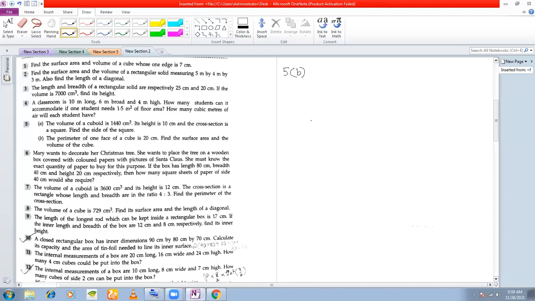Okay, so if you read question number 5b, the question states the perimeter of one face of a cube is 20 centimeter. Find the surface area and the volume of the cube. So here we are talking about a cube and not a cuboid.